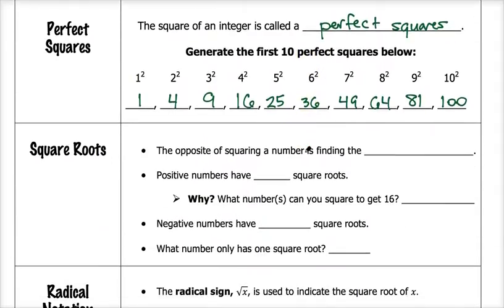Square roots is the opposite of squaring a number. So if I were to take the square root of any of these numbers, any of these perfect squares that we wrote up here in the blanks, we would get the original number.